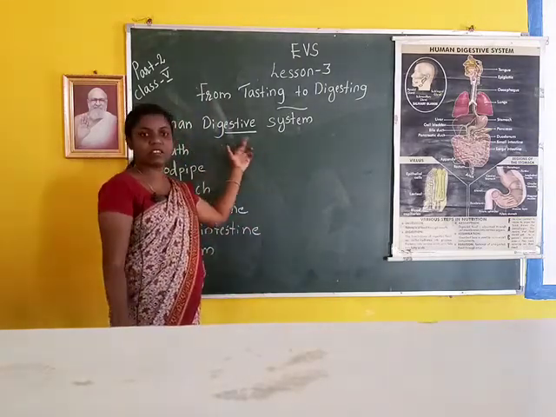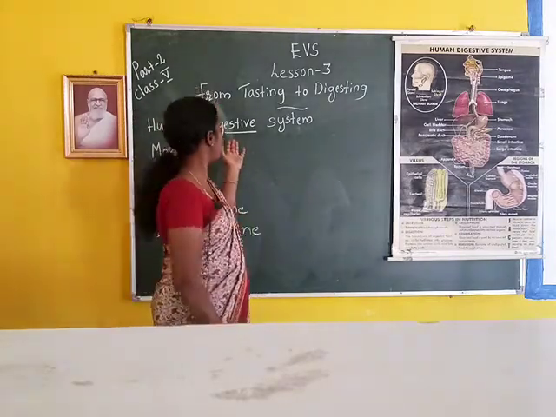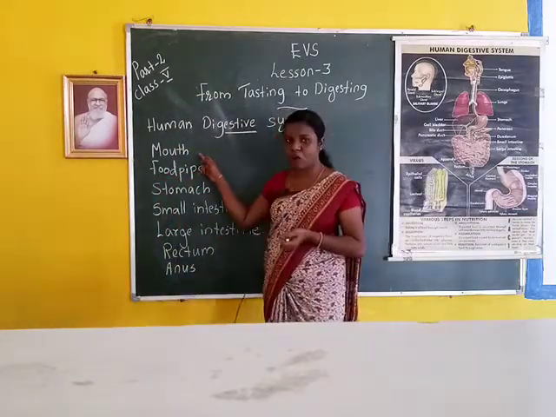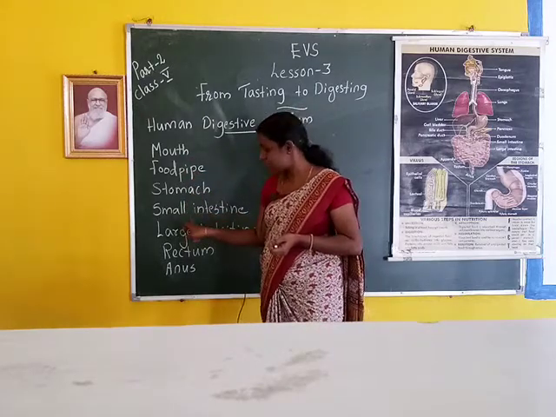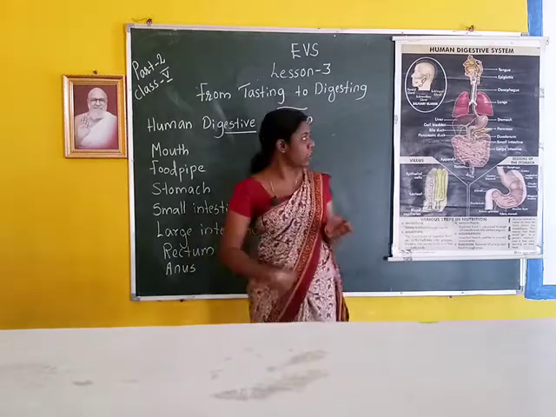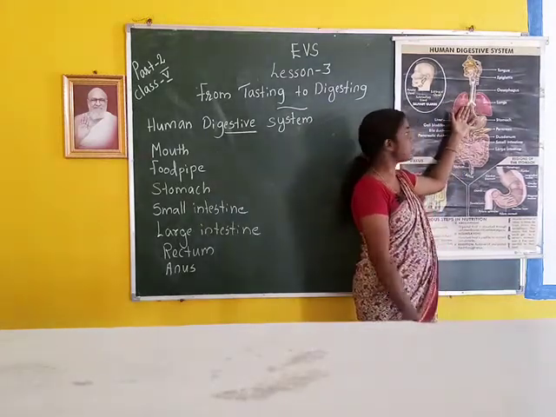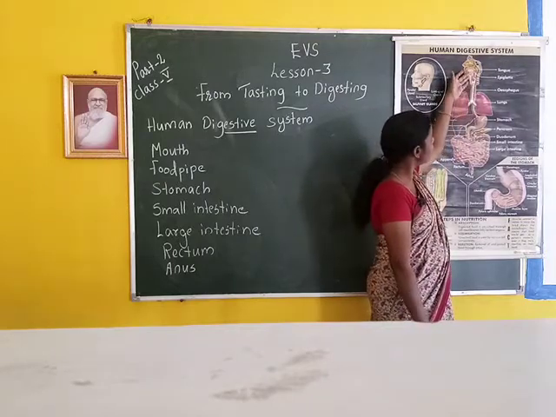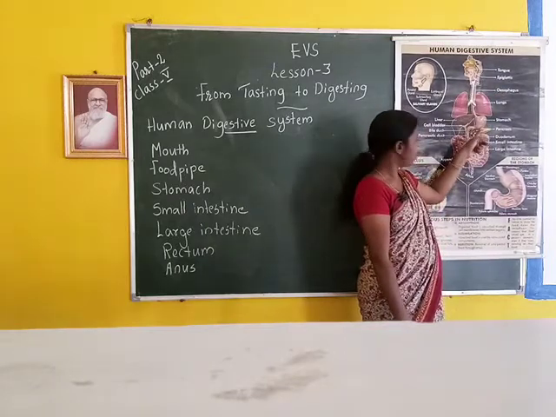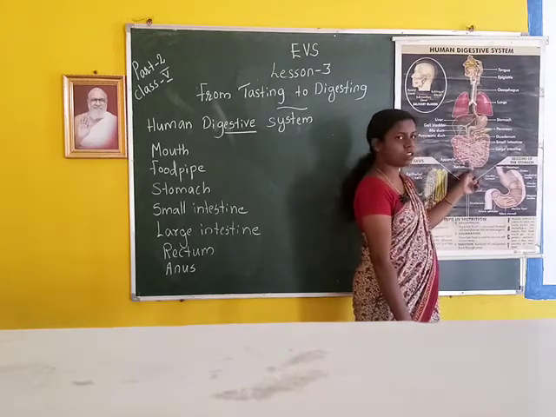Human digestive system, that means manav pachantantra. The human digestive system includes some organs. First one is mouth, food pipe, stomach, small intestine, large intestine, rectum and anus. This is the diagram of the human digestive system. First is the mouth, then the food goes to the food pipe or esophagus, then comes to the stomach, then small intestine, then large intestine, rectum, and then goes out through the anus.